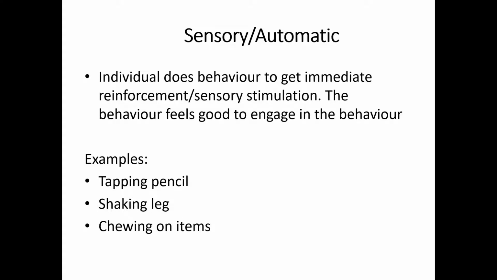A lot of us engage in these types of behaviors. It just often is more prominent or may look different for autistic people when they engage in these behaviors. An example might be tapping your pencil on the table, shaking your leg, chewing on items. So we're not doing the behavior to get attention from others or to get something that we want. We're doing it because it feels good. It's regulating, relaxing, and we enjoy that sensation.